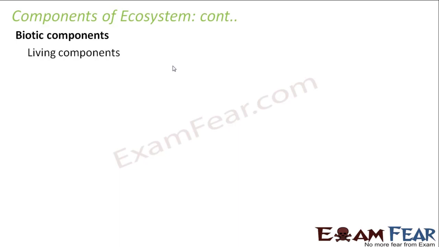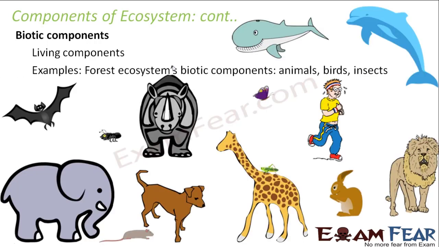So biotic components, the living components of the ecosystem, are termed as biotic components. When I say examples, you have so many examples, right? Now, when I talk about a particular ecosystem, for example, let me take examples from, say, a forest ecosystem.